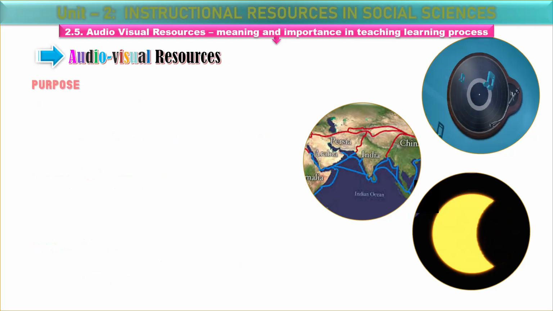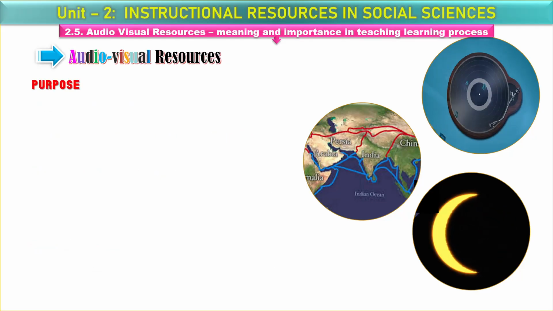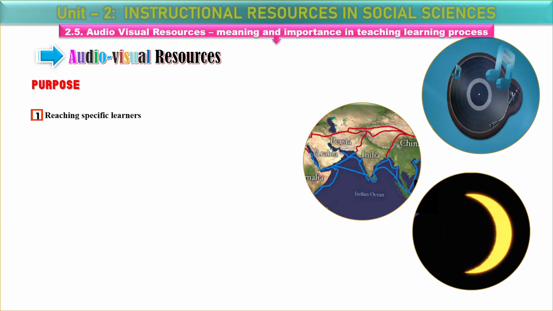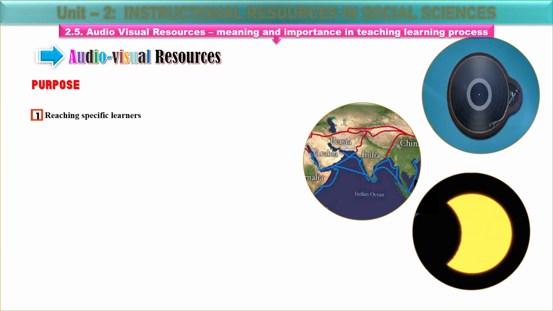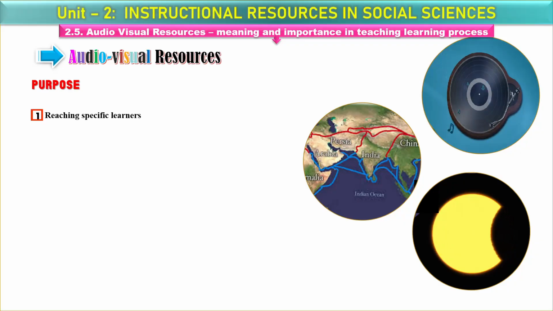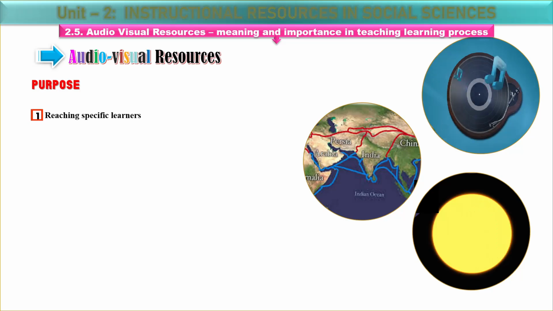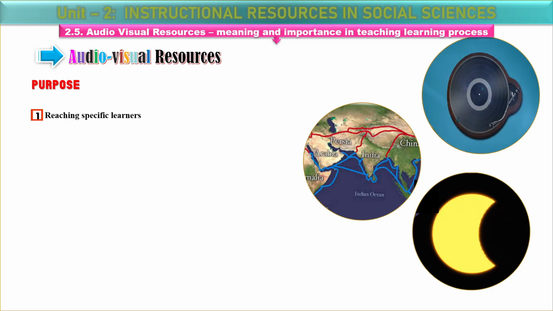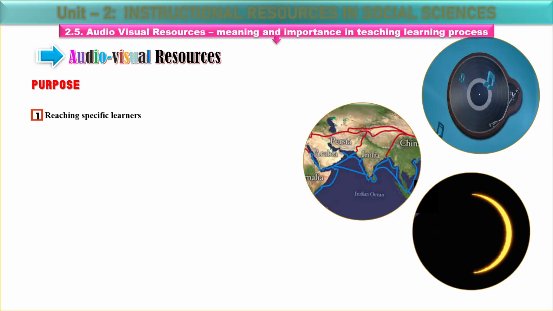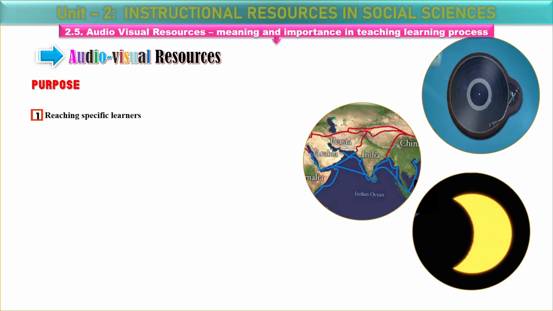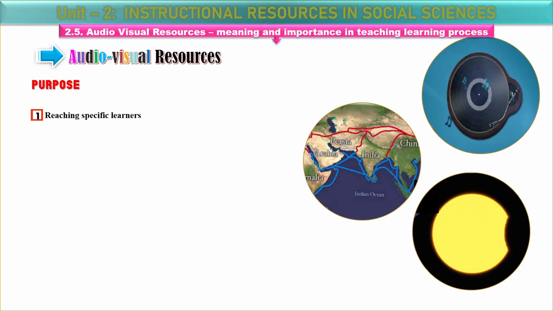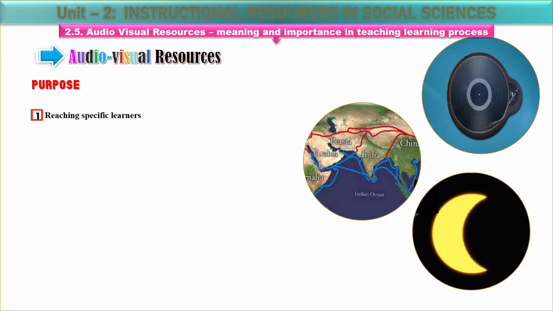Then coming to the next, purpose. What is the purpose of using audio visual resources in the classroom? First one is reaching specific learners. How do we reach the specific learners? Because we have a diverse classroom with different backgrounds and different learning styles of learners. Bodily kinesthetic learners we have, musical, interpersonal, intrapersonal, linguistic, logical. So different learning styles we come across. While some students may learn more effectively through hands-on activity, others may learn through musical or visual responses.